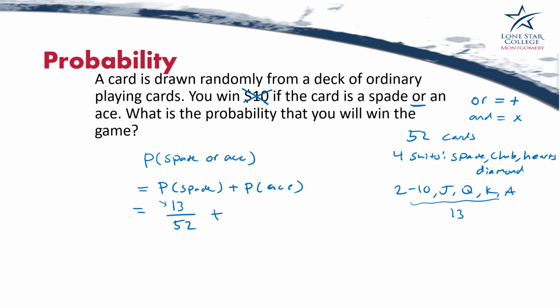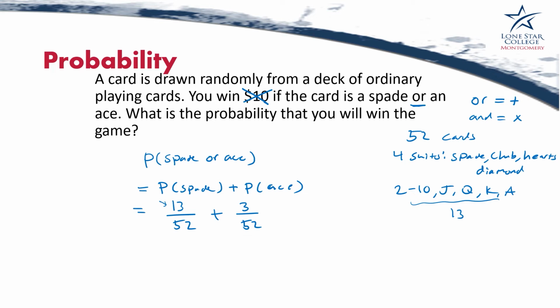So because of that, we have to think about what are the remaining ones. The remaining ones would be the ace of clubs, ace of hearts, and ace of diamonds. So there are only 3 left out of a total of 52, because we can't just say we double up on our cards. We're looking at a standard deck, ordinary playing cards. We're not looking at a trick deck.